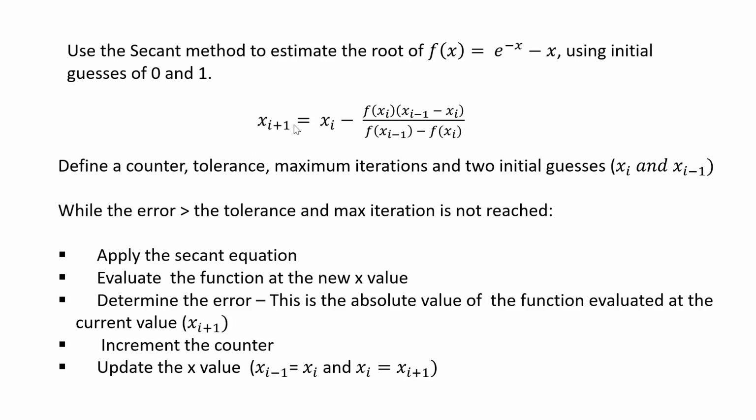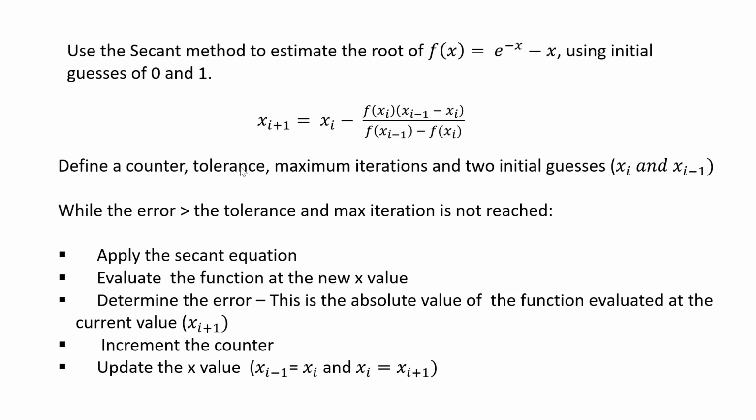x_{i+1} is equal to x_i minus the function evaluated at x_i, multiplied by the difference between the values of x, the previous value and the current value, divided by the function evaluated at the previous value minus the function evaluated at the current value. So we want to find the next value using the current and the previous. Okay, so how do you do this?